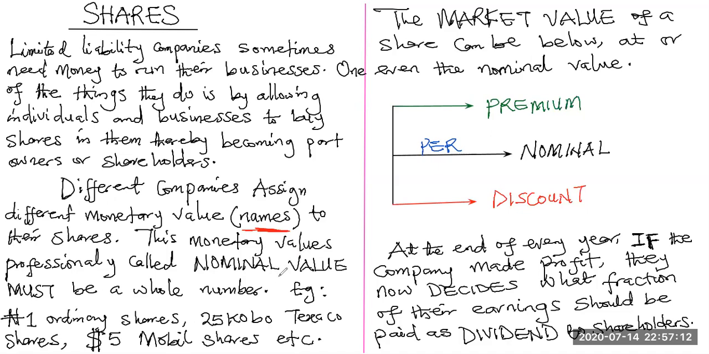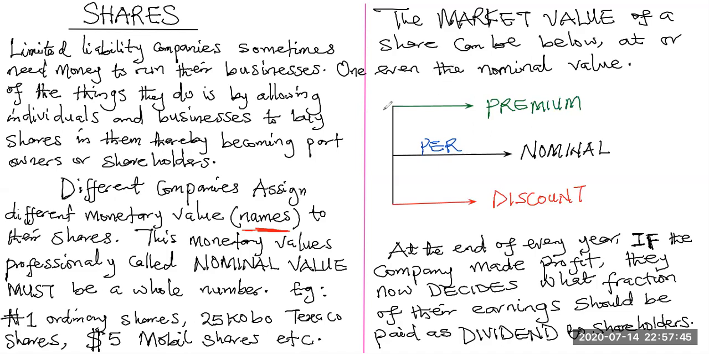So the nominal value is always a whole number. Instead of issuing a share at 0.25 naira, we can just convert 0.25 naira to kobo and say it is 25 kobo shares. So they don't issue shares in decimal or fraction value, and they usually contain units of money also. That's why I say view the nominal value as the name of the shares.